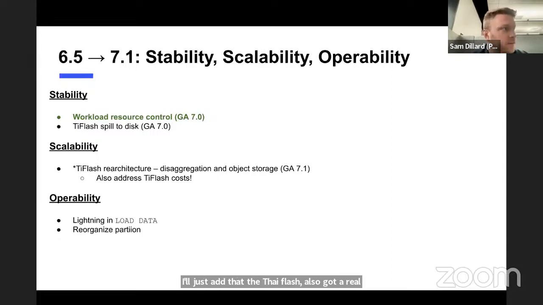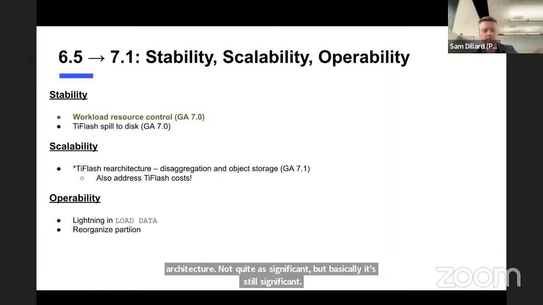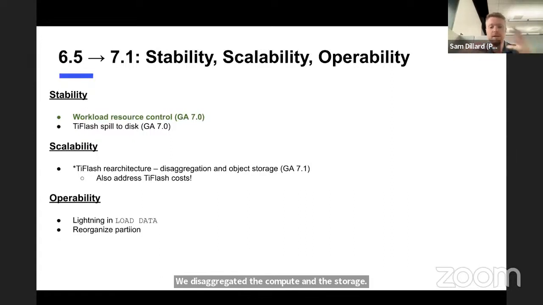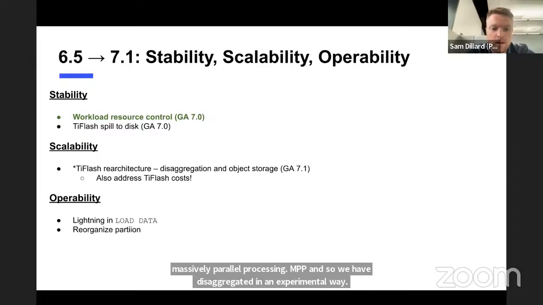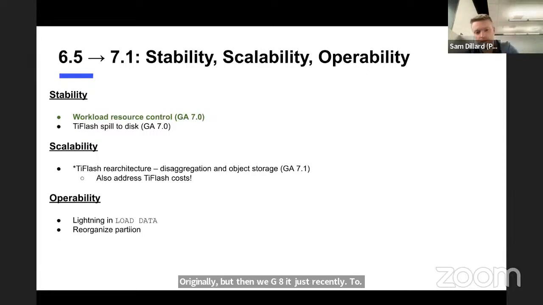Not quite as significant, but basically it's still significant. We disaggregated the compute and the storage. So TiDB server is already the compute layer, but TiFlash itself has a compute layer within it to do massively parallel processing, MPP. And so we have disaggregated in an experimental way originally, but then we GA'd it just recently to decouple that compute from the storage, so that those can be scaled separately.